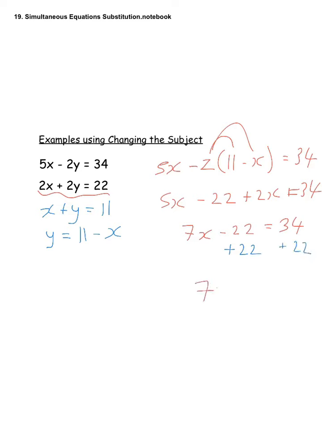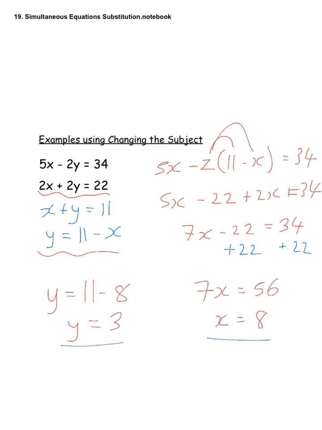So we get 7x is equal to 56. If 7x is 56, then that makes x equal to 8. So we're going to substitute this back into our rearranged version of our second equation. We get y is equal to 11 take away 8. y is equal to 3. Okay, so our final solution for that one is x equals 8 and y is equal to 3. That's how you do simultaneous equations questions where you have to change the subject.